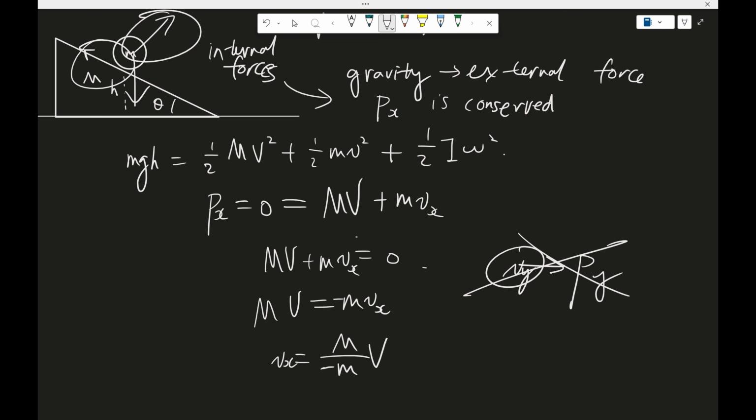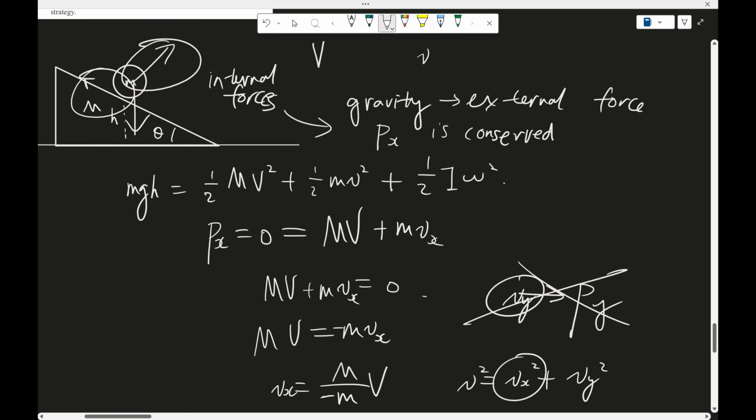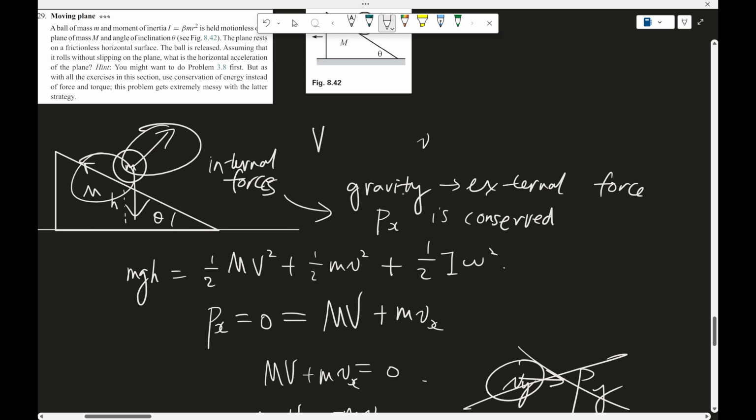And so how is that useful? Let's try to think a bit more. We know that v squared equals vx squared plus vy squared. We already have vx squared. So now, what can we do with vy? So what are some of the conditions that we haven't used?